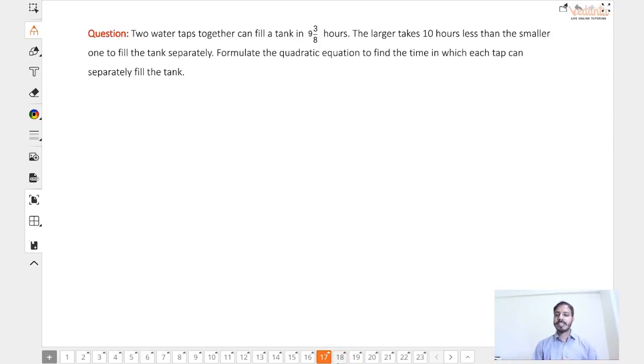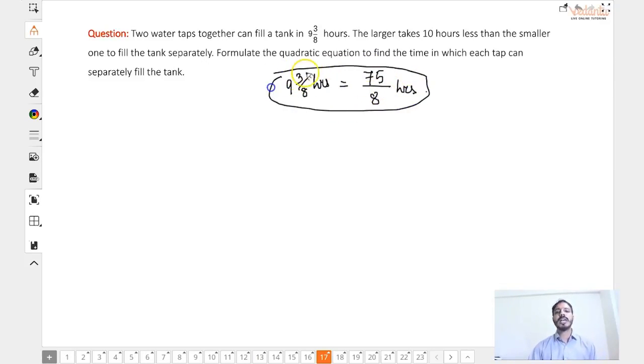Now this is a very interesting question, and let me take this question. It says 2 water taps together can fill a tank in 9 3 by 8 hours. And what is 9 3 by 8 hours, guys? That is 8 times 9 is 72 plus 3, that is 75 by 8 hours. Let me simplify it. So this much time it's taking for 2 water taps.